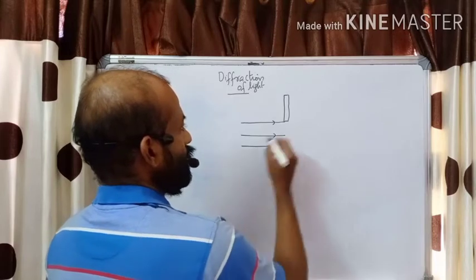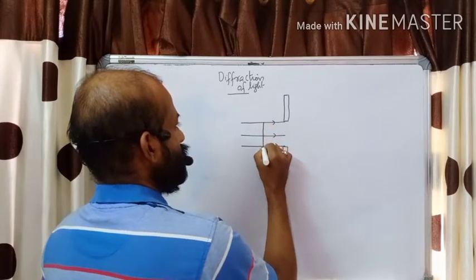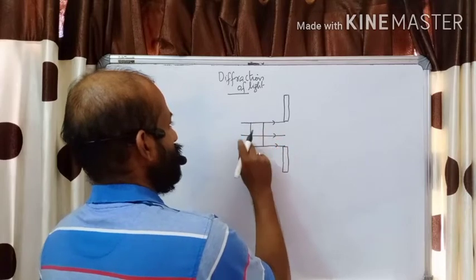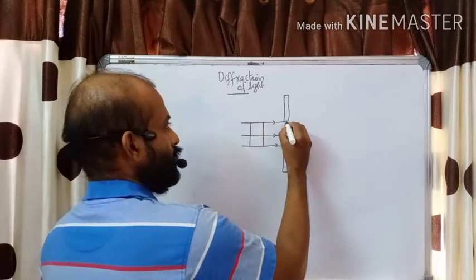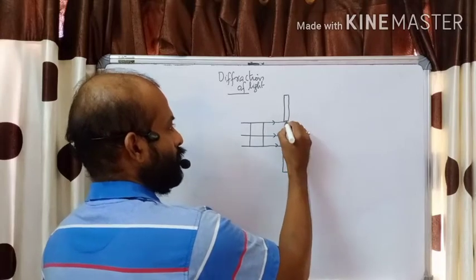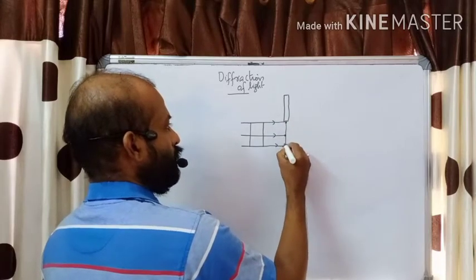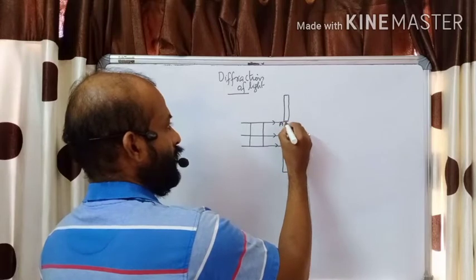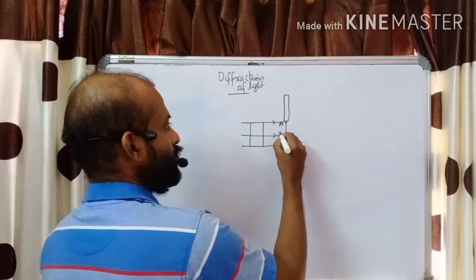Okay, parallel light rays. Now this is the incident wavefront. These are the incident wavefronts, plane wavefronts. Now this is another wavefront here, entering the slit. I mark 3 points on the wavefront: this point A, this is B, and this is C.